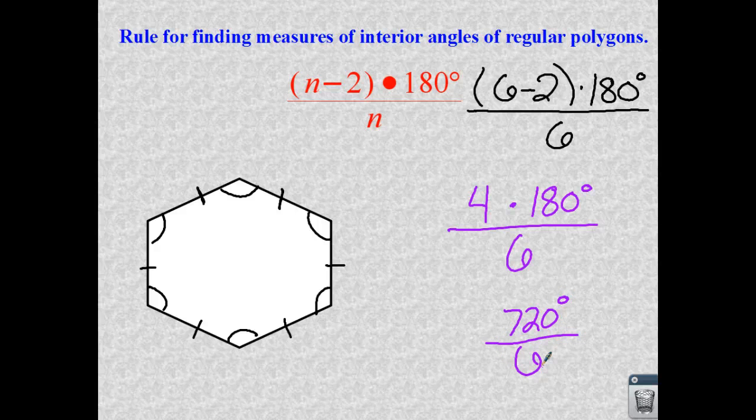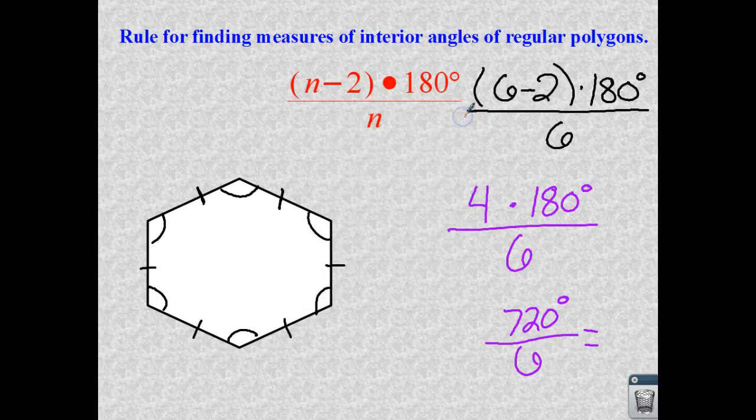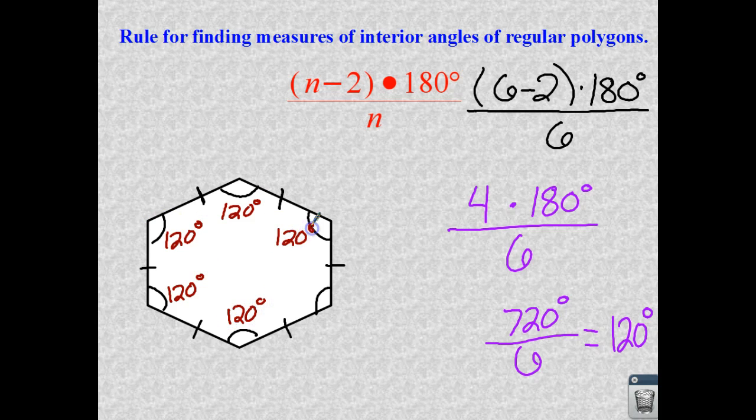And what are you going to get there? How many would each one of those be? So you take out our calculator here. We go 720 divided by 6 is 120 degrees. So what they're saying is every single angle, since it's regular, will be 120 degrees. And when you add them all up, you should get, what, 720 degrees, because that's how many degrees are in this particular polygon.